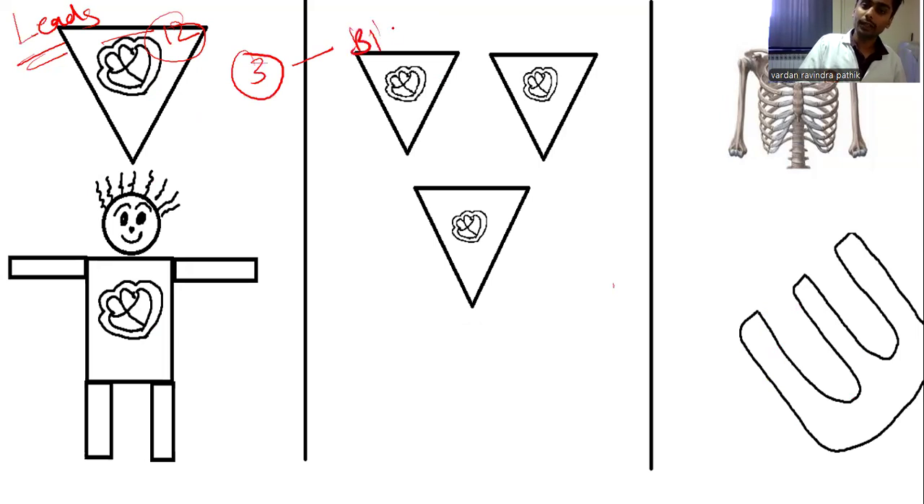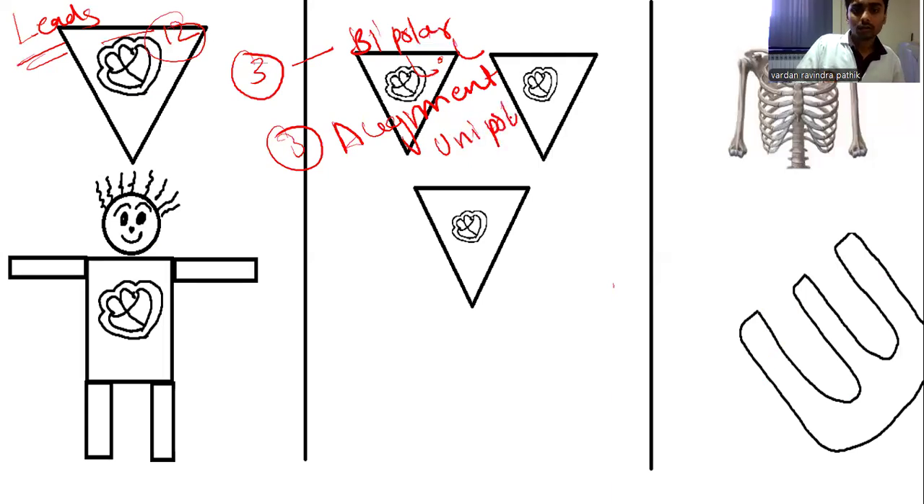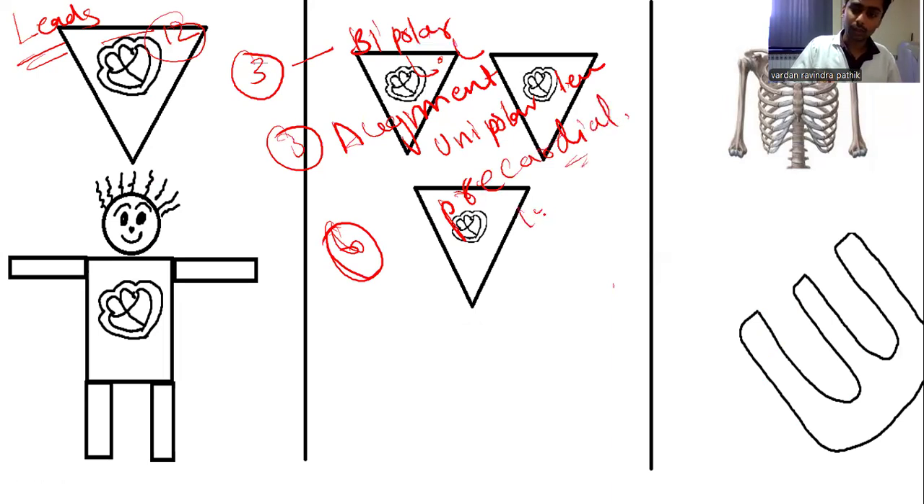Three are bipolar limb leads, three are augmented unipolar leads, and six are precordial leads, which are going to be put on your chest. So six are precordial chest leads.